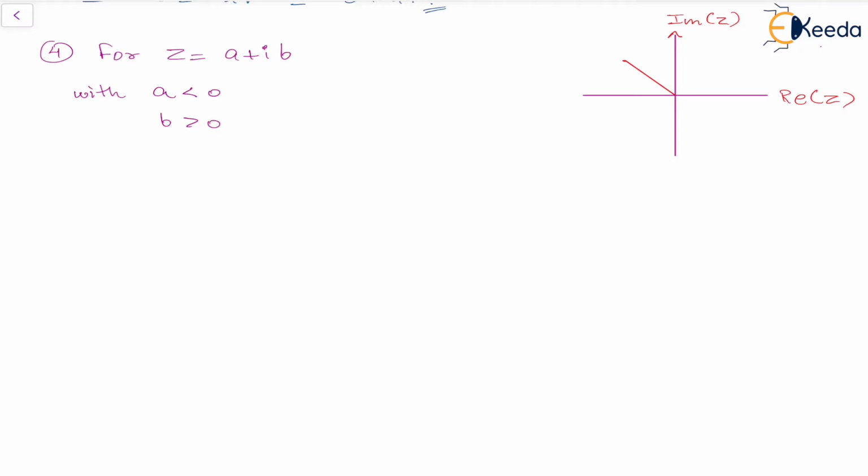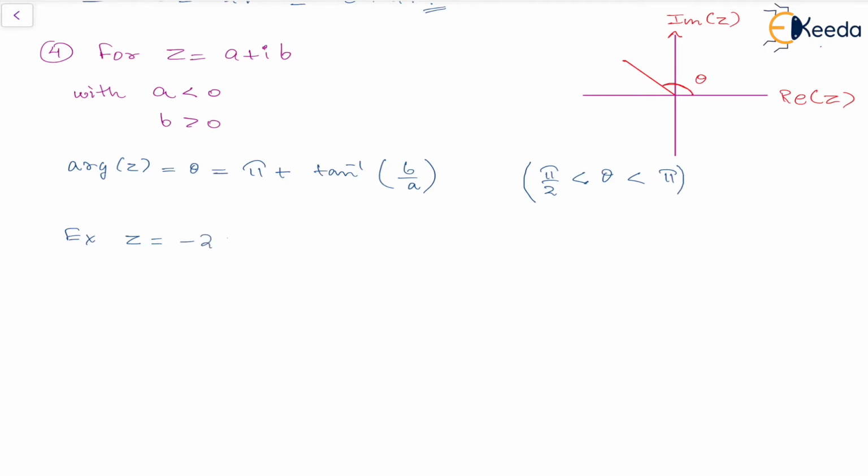Well, in this case, we can see that theta will be this one. And this theta, that is the argument of z, will be given by pi plus tan inverse of b by a. And this will lie in the interval of pi by 2 to pi. For example, let's say z is equal to minus 2 plus i.